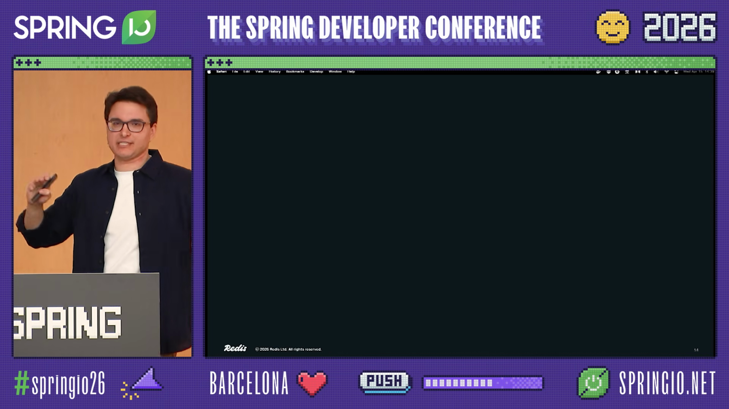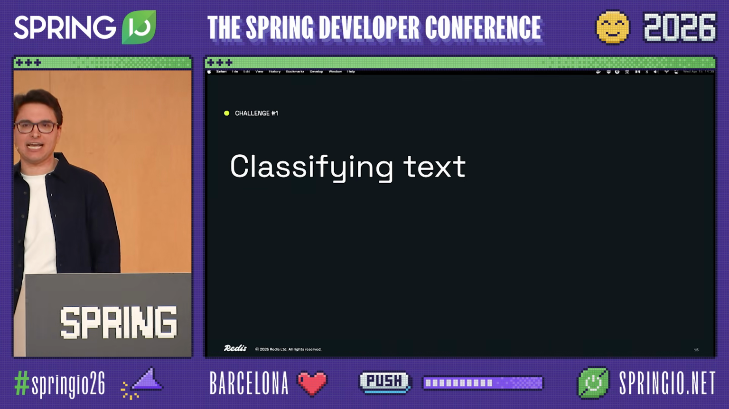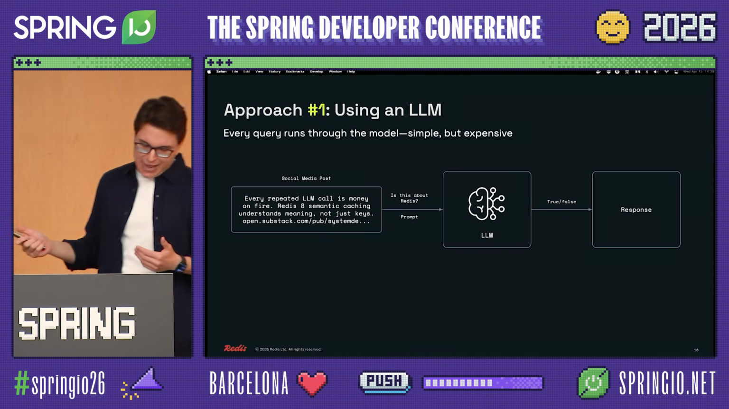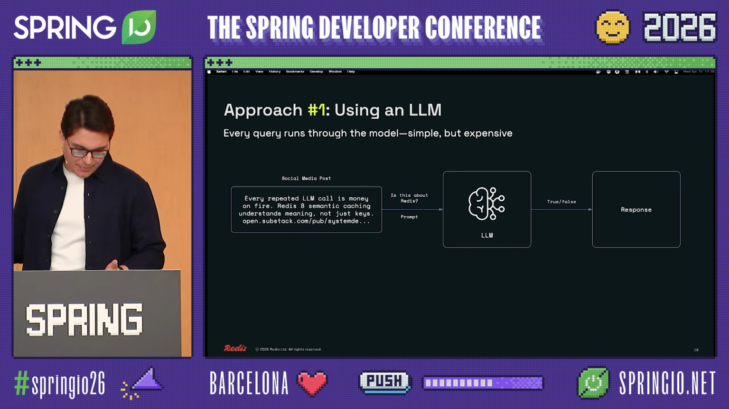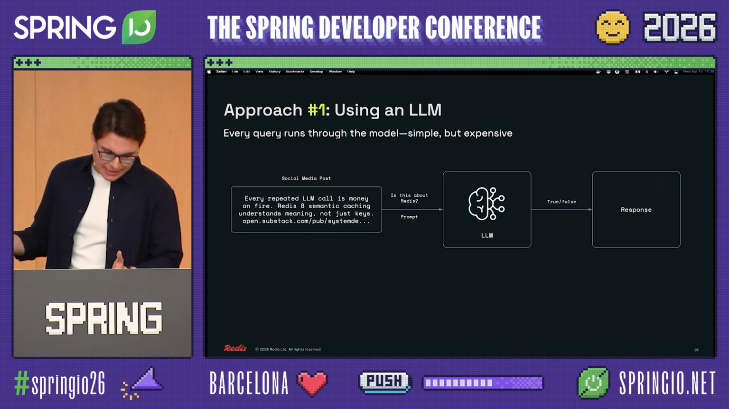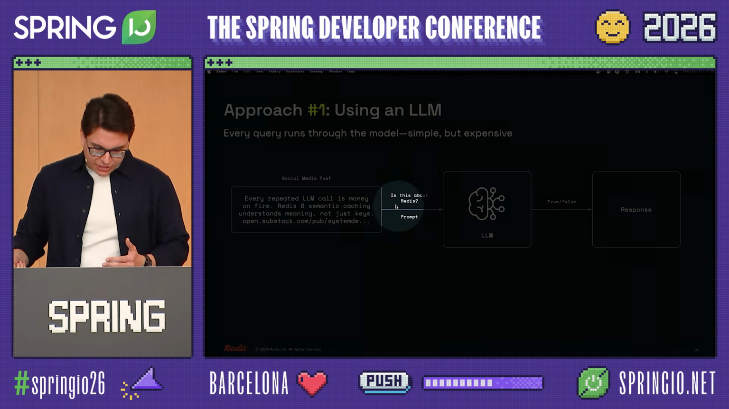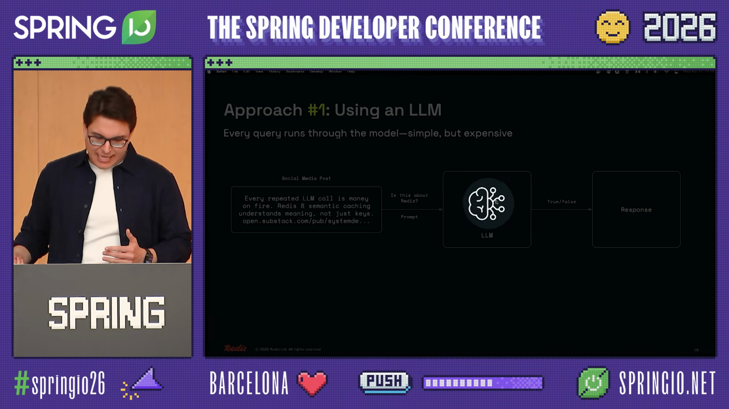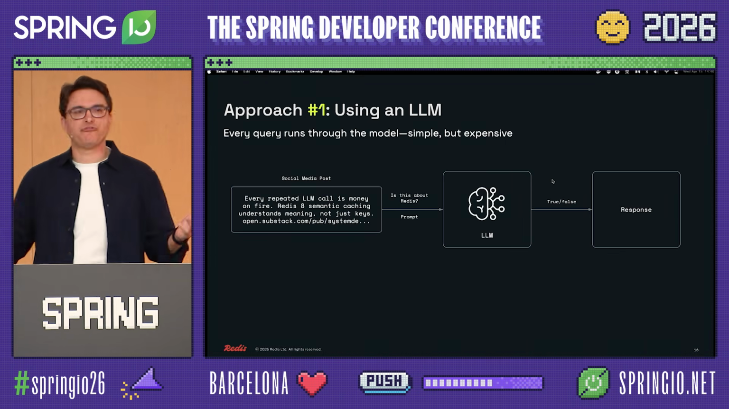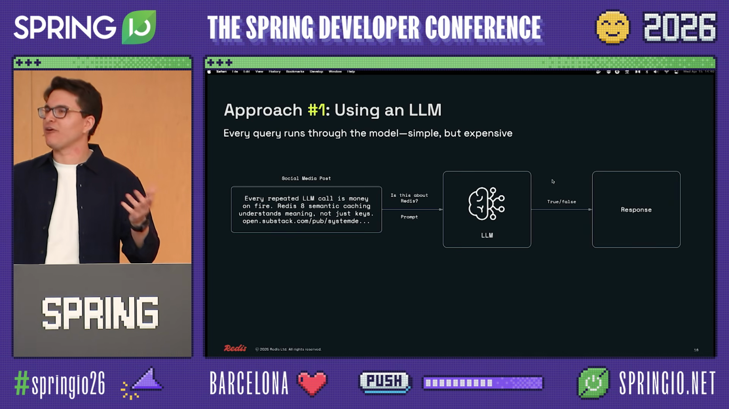Now that we're all kind of on the same page, let's talk about our first challenge of today, which is classifying text. Right? When you try to classify text, we can actually use an LLM to do so. So if we have a text such as "Every repeated LLM call is money on fire, Redis 8 semantic caching understands meaning, not just keys," and then a link, and you send this text to an LLM alongside a question such as, is this about Redis? The LLM can output a structured output with a Boolean basically saying true or false, right? And this works really well. It can classify text fairly well, right?